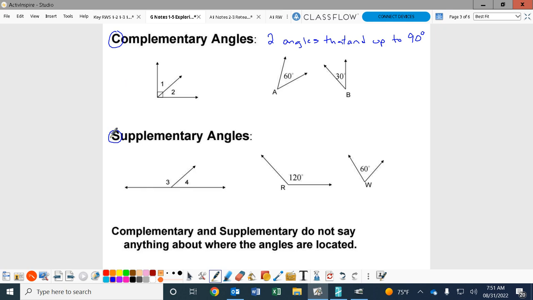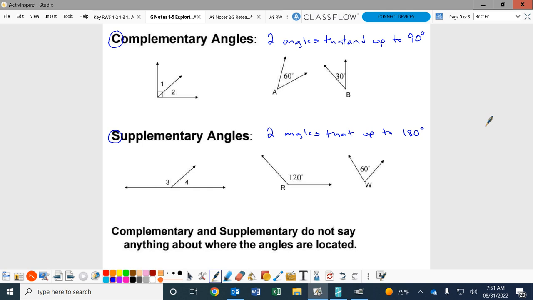Supplementary angles are going to be two angles that add up to what? 180. I'm going to let you get that down, then we'll talk about them so you can look at them.